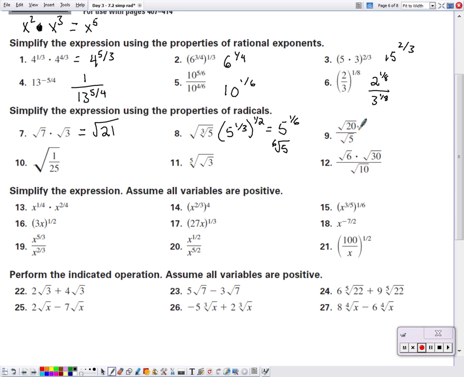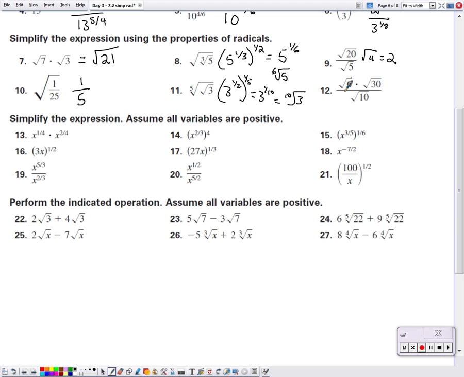Number 9, they're both square roots, so I divide 20 by 5, and I get the square root of 4, which is 2. Number 10, I can just take the square root of 1 and take the square root of 25. Number 11, as you can guess, works a lot like number 8. It's going to be 3 to the 1/2 to the 1/5. Well, 1/2 times 1/5 is 1/10, which would be the 10th root of 3.